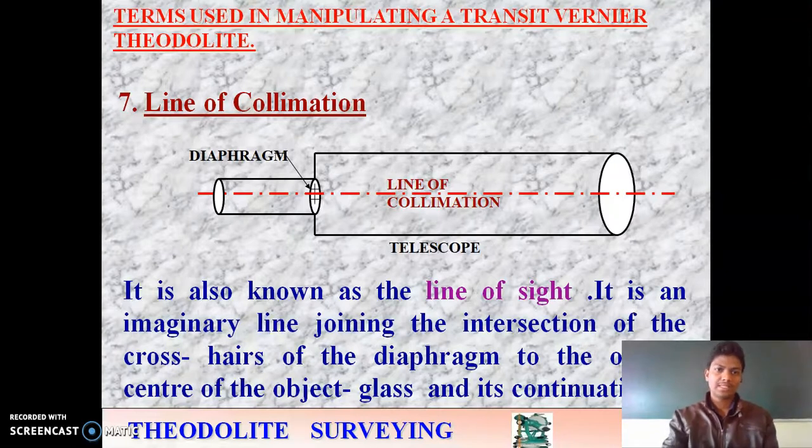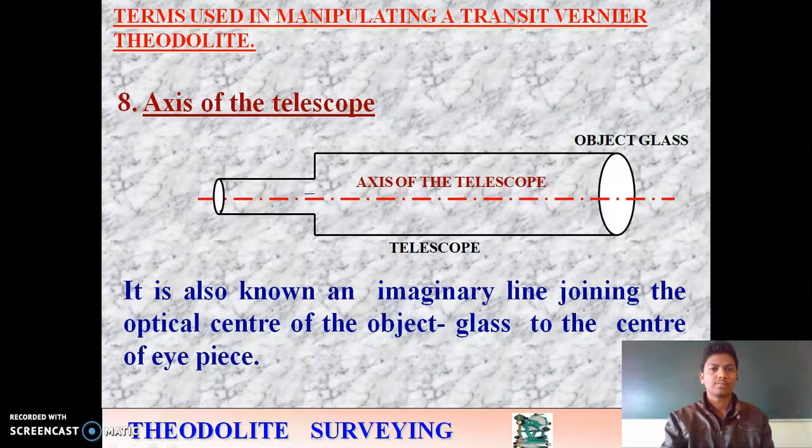Seventh one is line of collimation. What is line of collimation? It is also known as the line of sight. It is an imaginary line joining the intersection of the crosshairs of the diaphragm to the optical center of the object glass and its continuation.